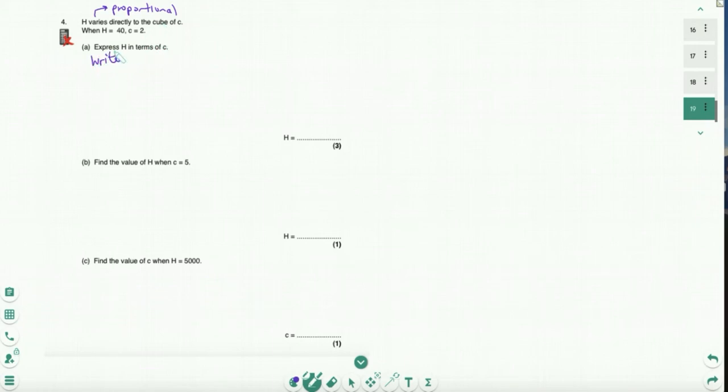So straight away, guys, I noticed that this topic is definitely a proportional relationship problem. Hence, we should just use our 3-step framework. That's what goes on in my mind when I see these questions. As soon as I see the idea of varies directly or is directly proportional, I just think straight to my 3-step framework, okay? Write an equation for H.